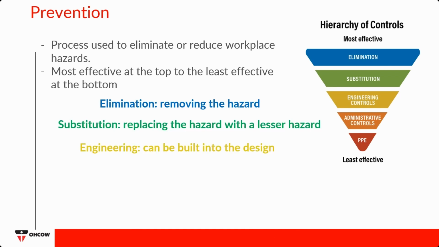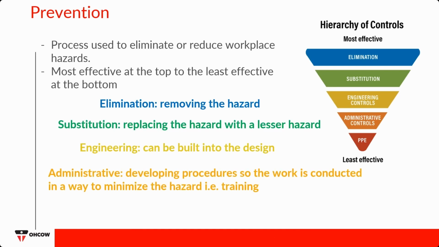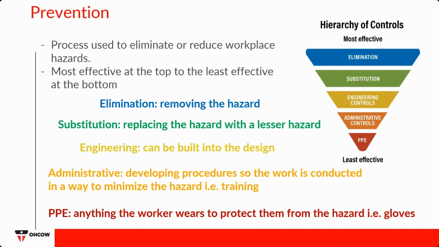Engineering is something that can be built into the design phase. Administrative controls are developing procedures so the work is conducted in a way to minimize the hazard. An example of this would be training. And then personal protective equipment is anything the worker wears to protect themselves from the hazard, for example, gloves.